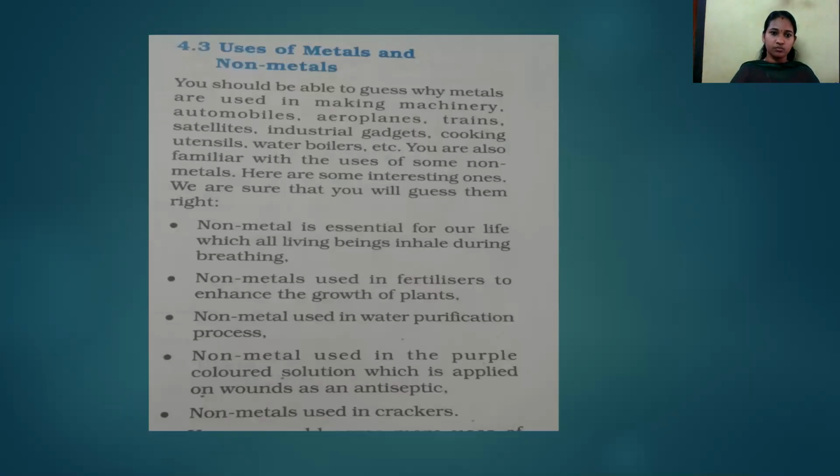Okay, last, uses of metals and non-metals. What are the uses of metals? Metals are used in making machinery, automobiles, aeroplanes, trains, satellites, industrial gadgets, cooking utensils, water boilers, etc. Okay, here are the uses of non-metals, and you can find out which non-metal is present here.